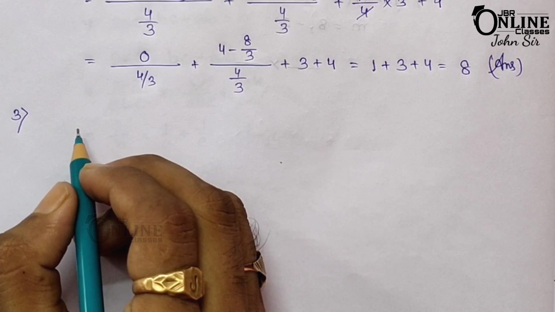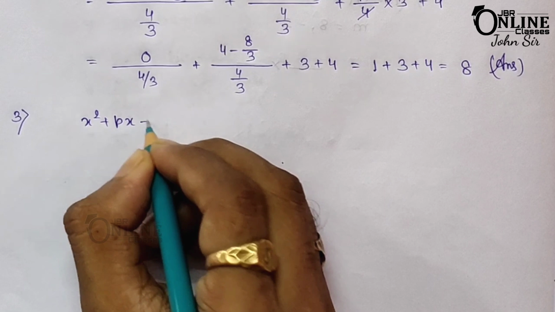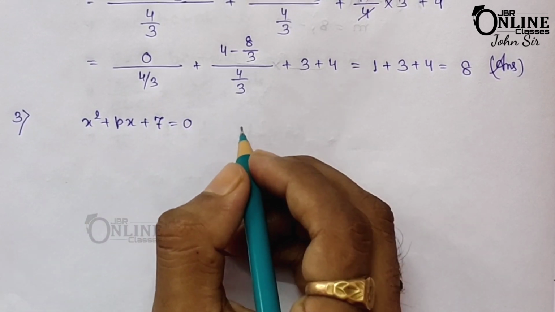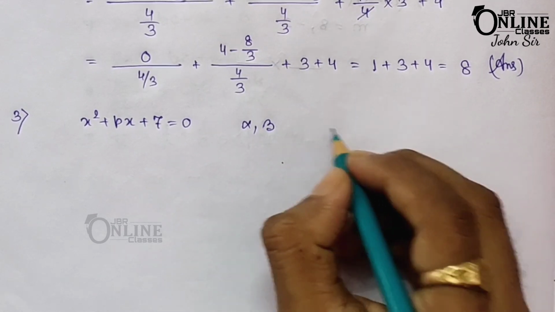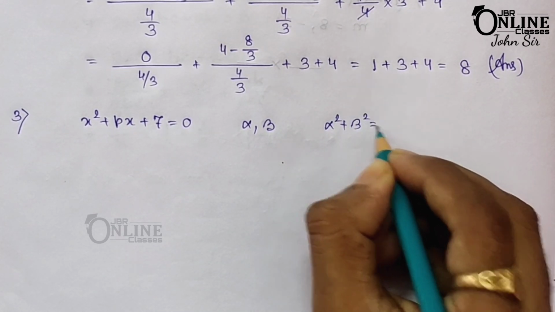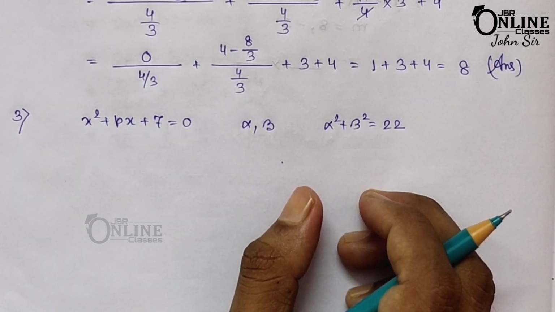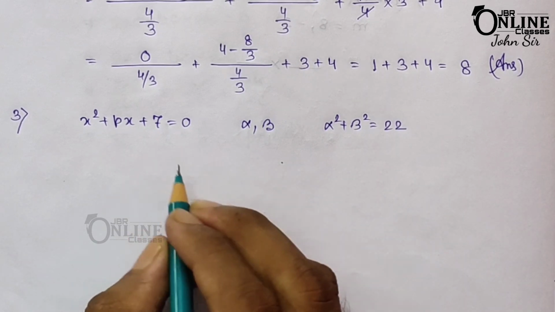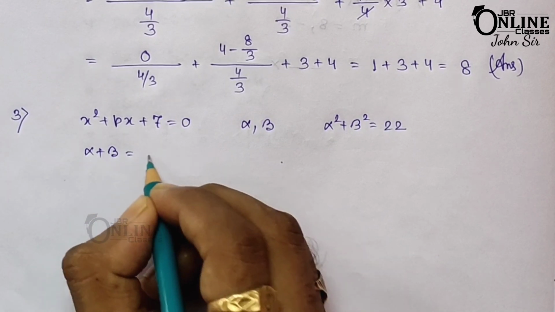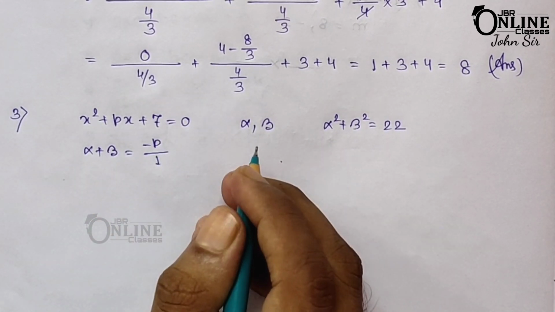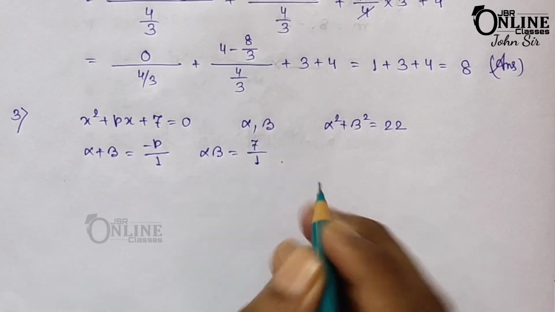Now sum number 3. If the roots of the equation x square plus px plus 7 that equal to 0 are denoted by alpha and beta, and here alpha square plus beta square that equal to 22, then find the possible values of p. So as alpha beta be the roots of this equation, alpha plus beta will be minus p by 1, and alpha into beta that equal to 7 by 1.